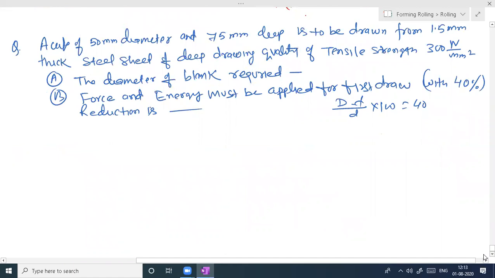A cup of 50 mm diameter and 75 mm deep is to be drawn from 1.5 mm thick steel sheet of deep drawing quality. What is deep drawing quality? It means formability. The plasticity must be there in that material. Tensile strength is given. You have to find the diameter of the blank required. Then force and energy must be applied for first draw with 40% reduction. Then the diameter you can estimate simply.